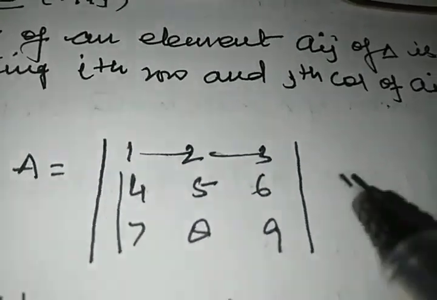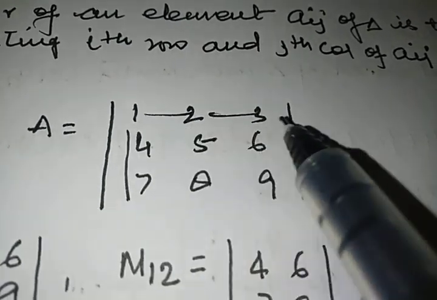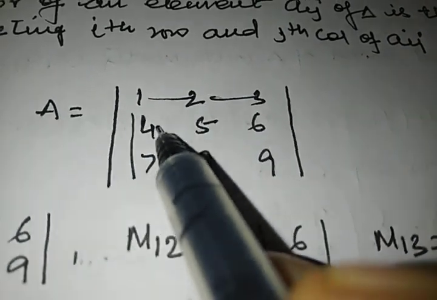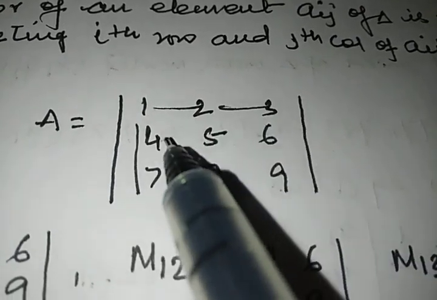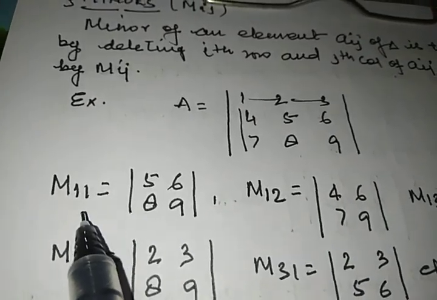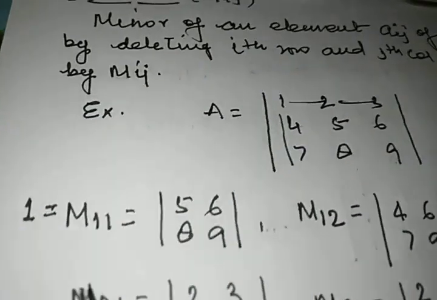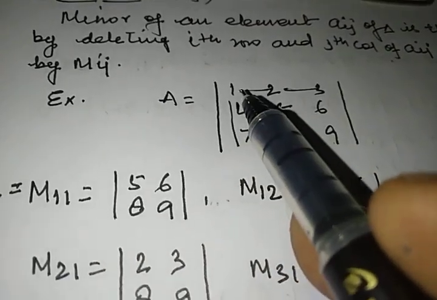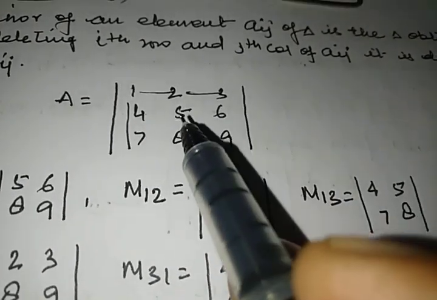Similarly for the minor of 2, this is A12. So delete this row and delete this column. So you'll be left with 4, 7, 6, 9. So minor M12 will be the determinant 4, 7, 6, 9. I have done it here. M11 is 1 itself. The value of M11 is 1. M12, this is 2 here. M13, this will be the determinant 4, 5, 7, 8 like this.